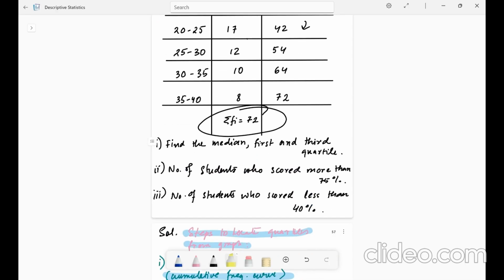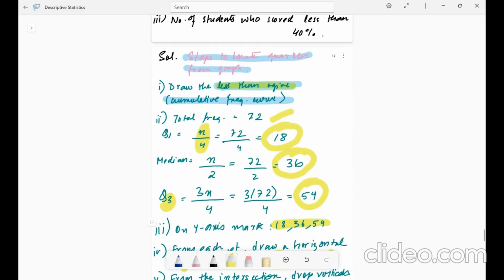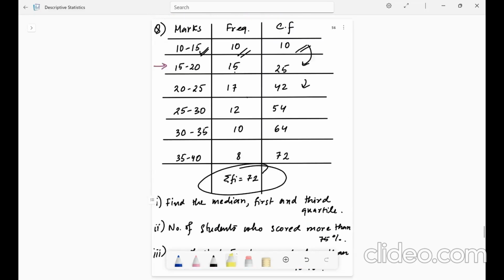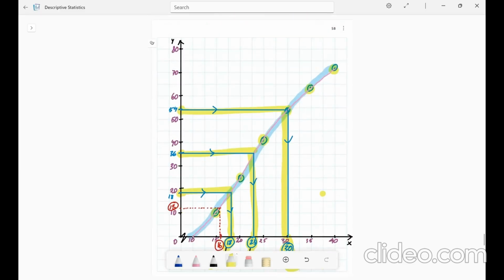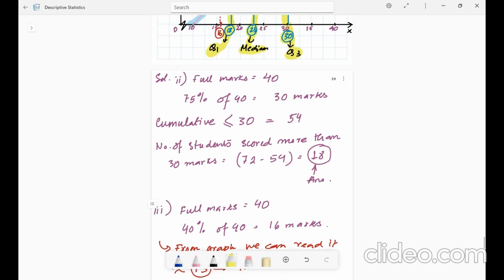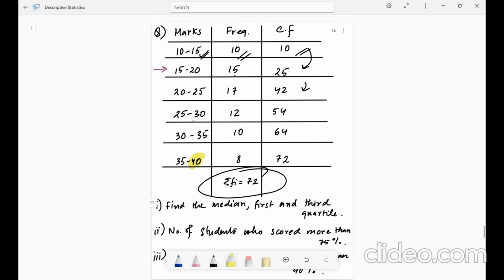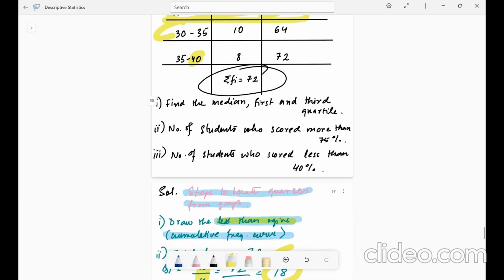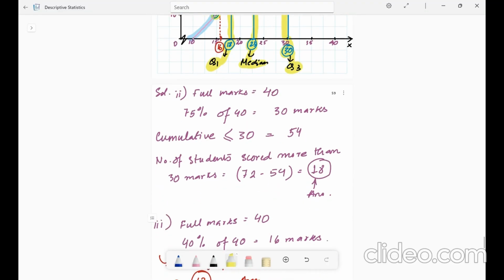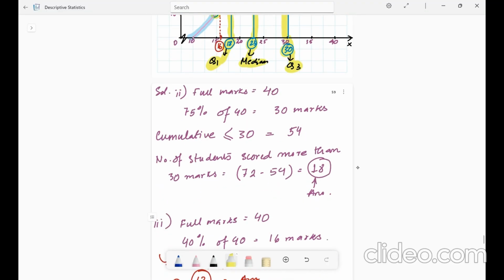What is the next question? Number of students who scored more than 75%. How do you do it? Full marks is 40, and 75% of 40 is 30 marks. So the cumulative frequency less than or equal to 30 is 54. So the number of students who scored more than 30 marks is 72 minus 54, which is 18.